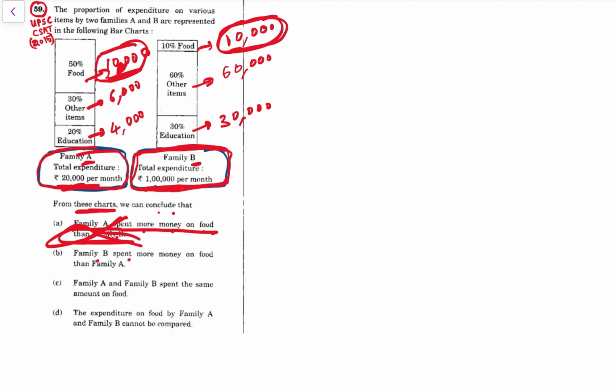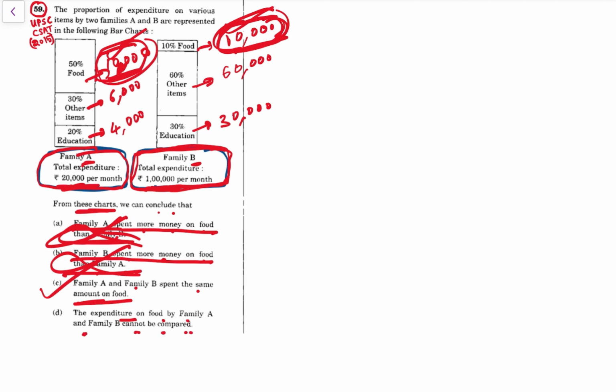Family B spends more money on food than family A? No, they are spending equal amounts, 10,000 on food. Then family A and family B spend the same amount on food? Yes, same amount, both are spending 10,000, so this is correct. Expenditure on food of family A and family B cannot be compared? No, they can be compared, they are the same, so option C is the answer.